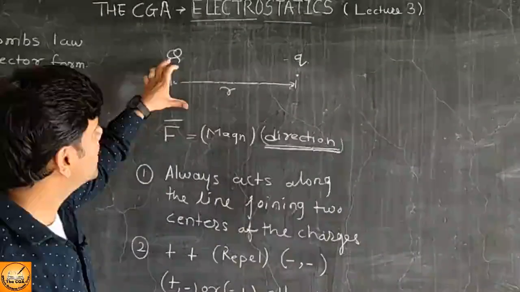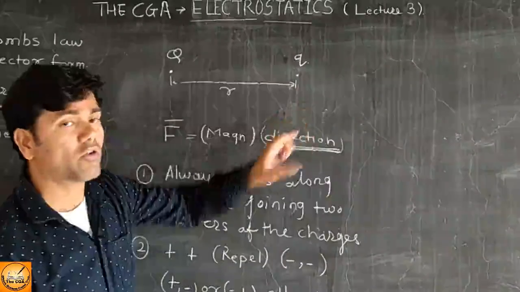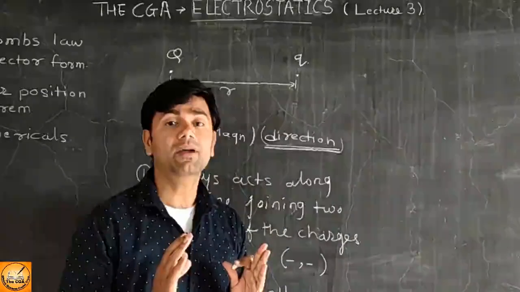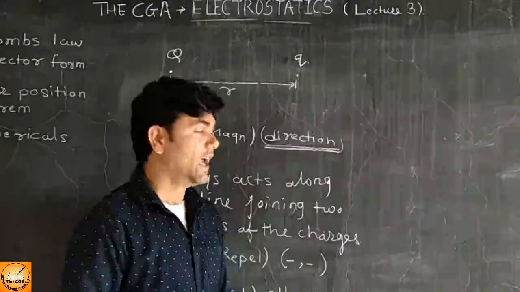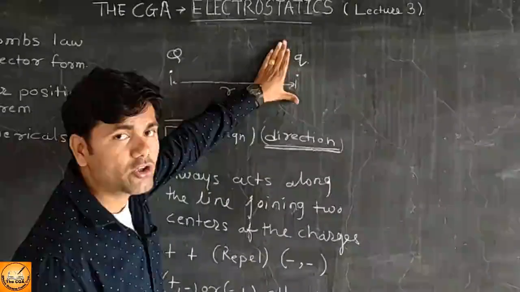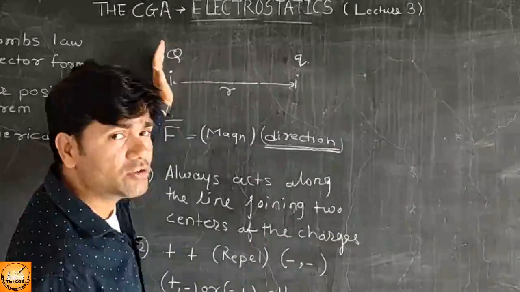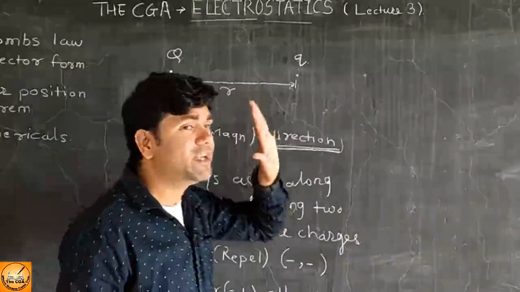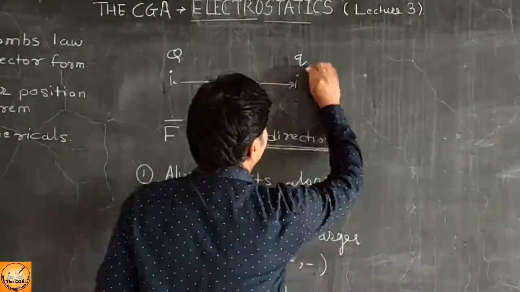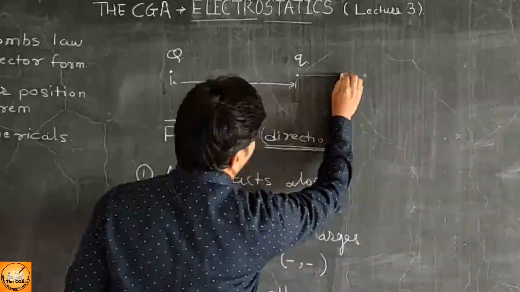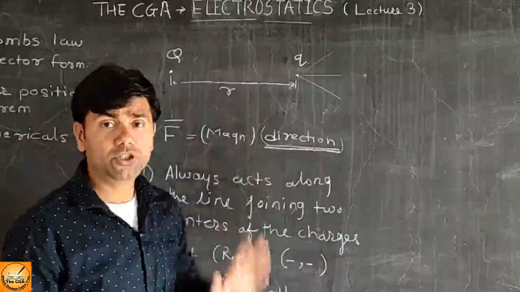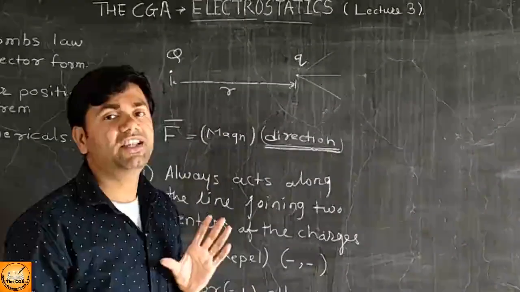So let's consider Q and q as two positive charges, right? The Coulomb's force between them will be a repulsive force. As it is a repulsive force, if we consider only the small q charge, what is this capital Q charge going to do? It is going to repel it, meaning it is going to push it. So it can push it in this direction, in this direction, or in this direction. All these three are pushing directions. So in which direction is it going to push?